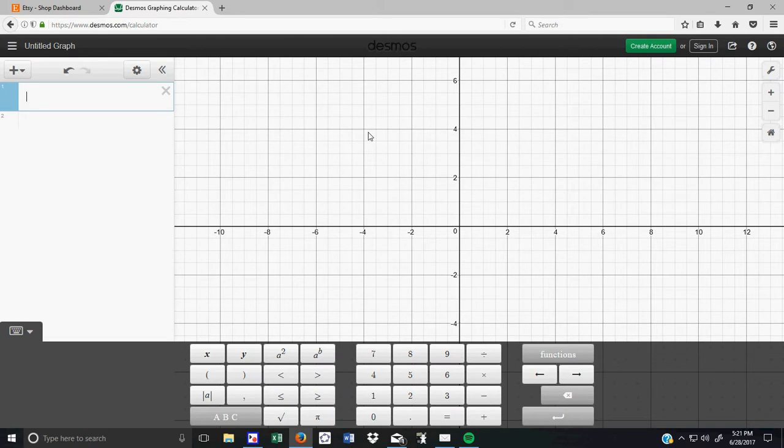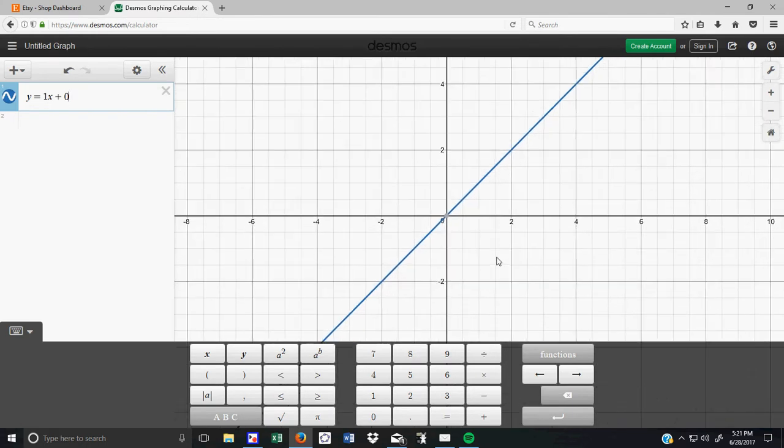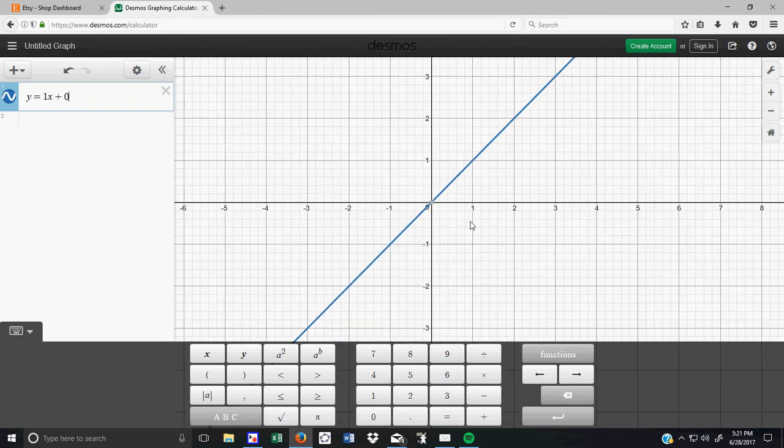Here's a linear function, and the parent function is y equals x. Now you may recall y equals mx plus b. This is when m is 1 and b is 0. So y equals 1x plus 0. It's the same graph. There's 3 points I want you to be aware of. The first is the point 0, 0, then 1, 1, and -1, -1.